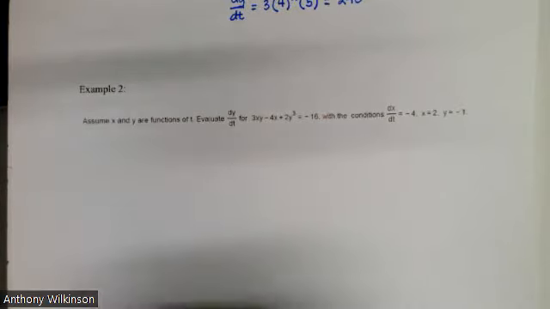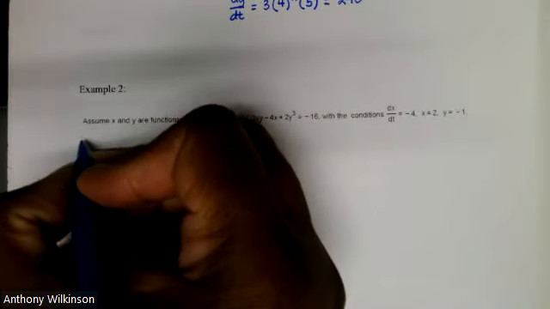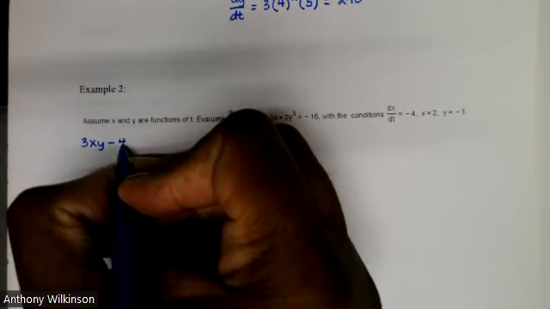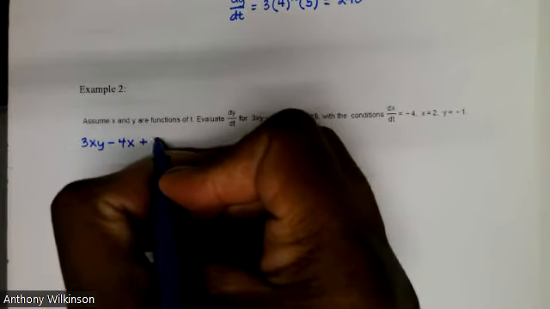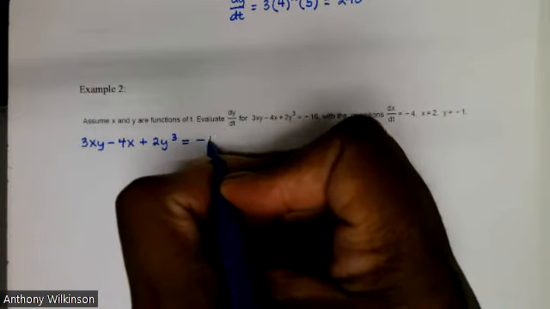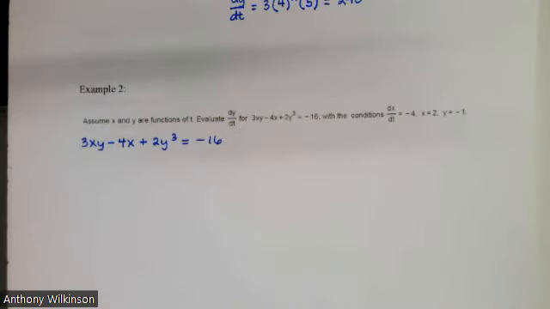And I will go ahead and rewrite that equation. 3xy minus 4x plus 2y cubed equals negative 16. Here we're going to differentiate each and every term in this equation with respect to time.